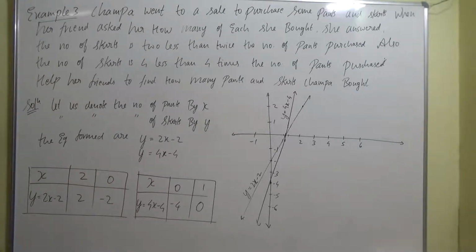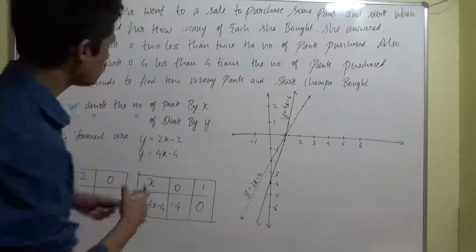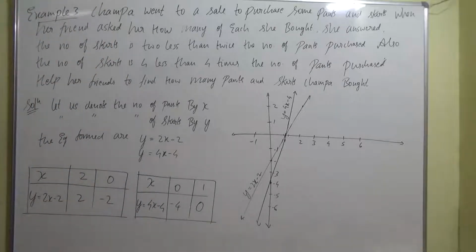So guys, now let's go ahead to the third example of your NCERT textbook. Let's read out the question now. The third example says, Champa went to a sale to purchase some pants and skirts. When a friend asked her how many of each she bought, she answered, the number of skirts is 2 less than twice the number of pants she purchased. Also, the number of skirts is 4 less than 4 times the number of pants purchased. Help her friend to find how many pants and skirts Champa bought.